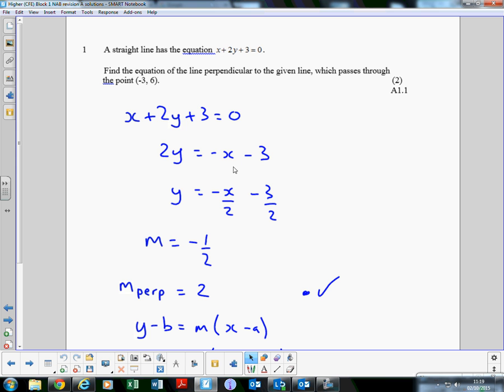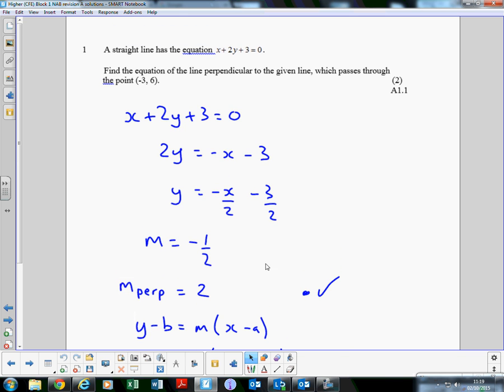Question number 1. A straight line has the equation x plus 2y plus 3 equals 0. Find the equation of the line perpendicular to the given line, which passes through the point (-3, 6). So we need to know the gradient of the original line. To get it, we need to put it into the form y equals mx plus c. So we rearrange to make 2y the subject. We then make y the subject by dividing through by 2. So the gradient of the original line is -1/2.